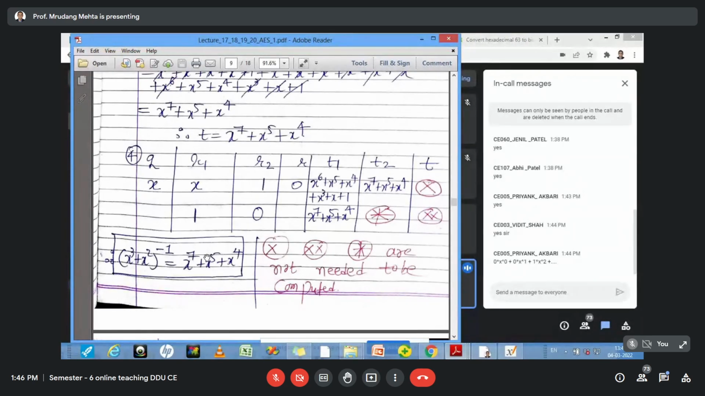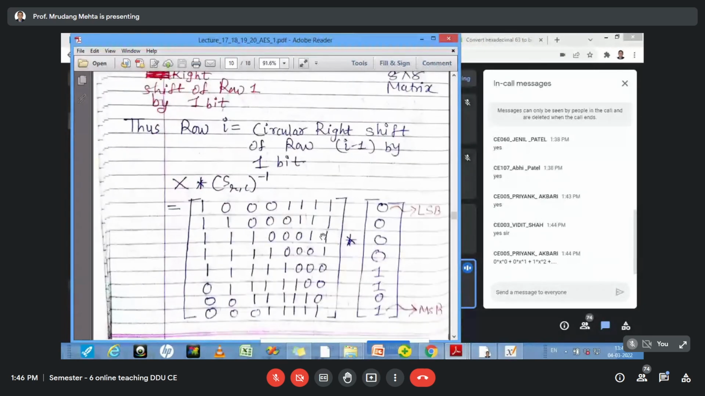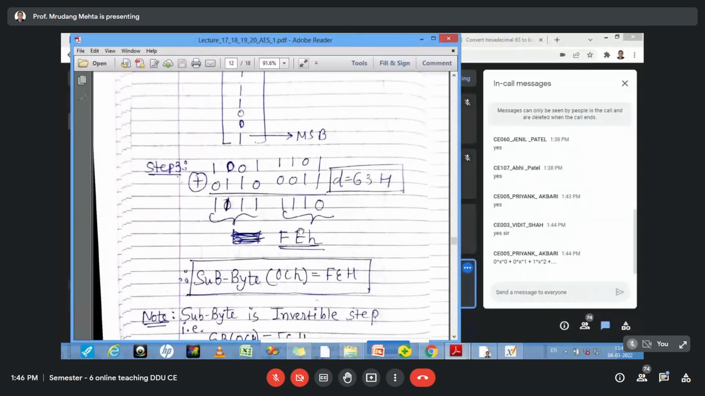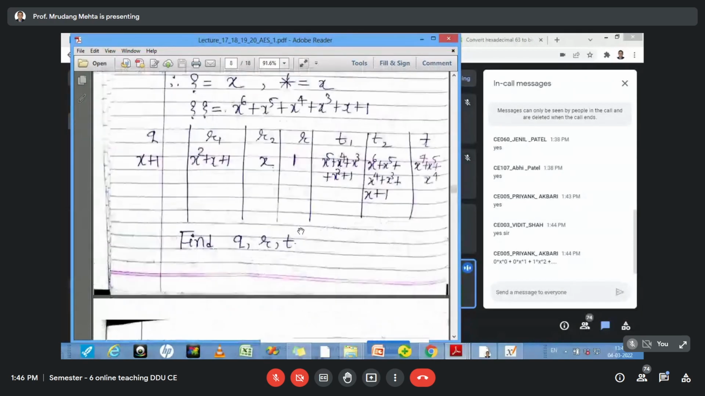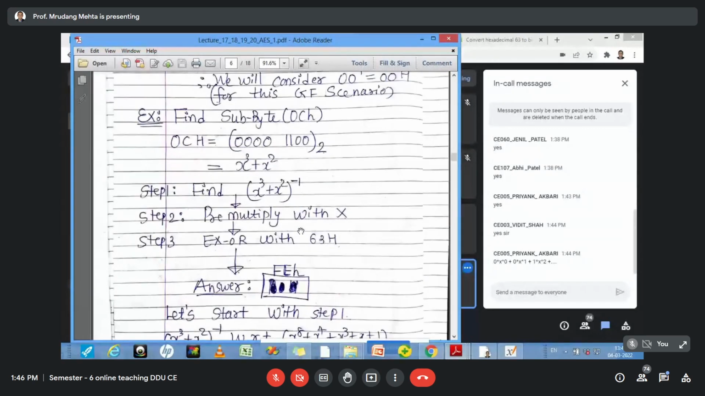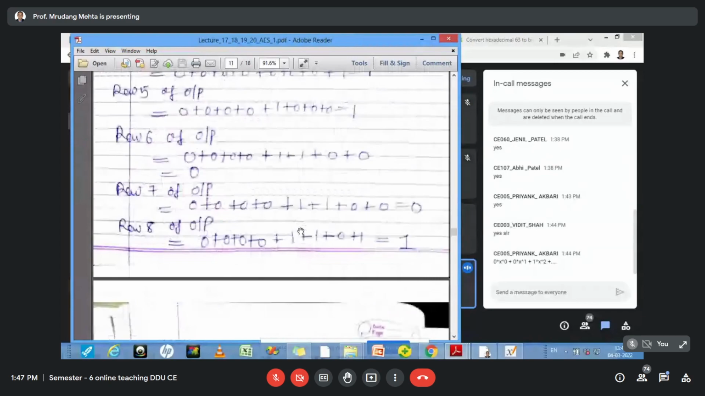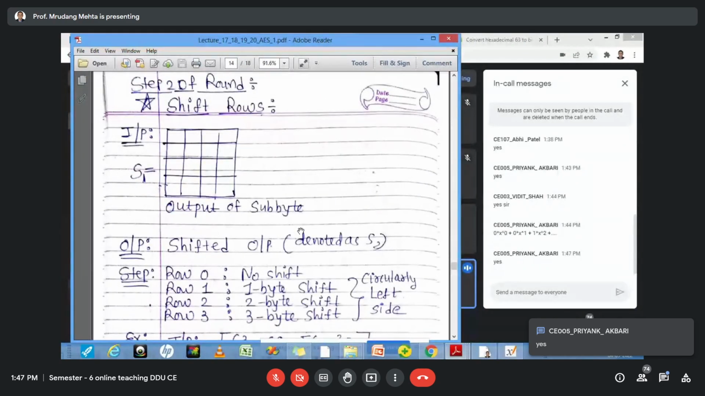And this can be easily converted into binary. So the first step is finding the multiplicative inverse, converting it into binary, and multiplying it with x. X is this matrix, and this matrix is applied from LSB to MSB. Okay, remember this LSB to MSB. So this gives you the final result of FEH, and this is the sub-byte transformation. FE is the sub-byte transformation of 0CH. Okay, this was the last topic I covered. It is clear to all of you? Okay, except Priyank, others?